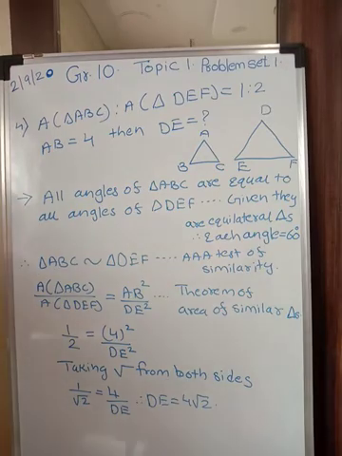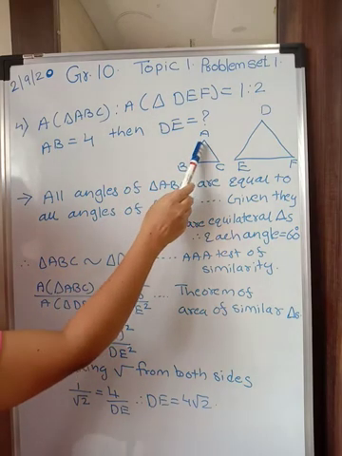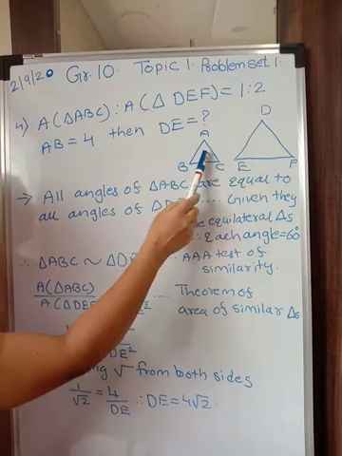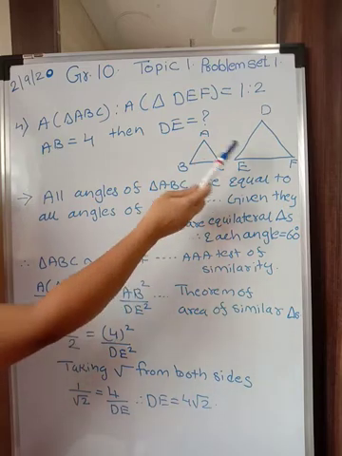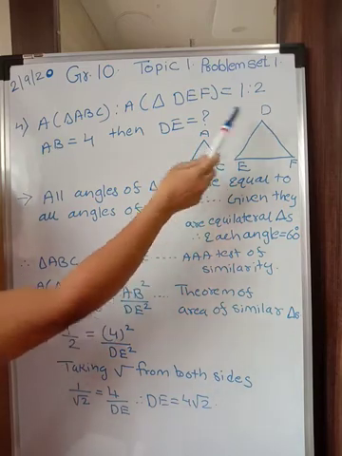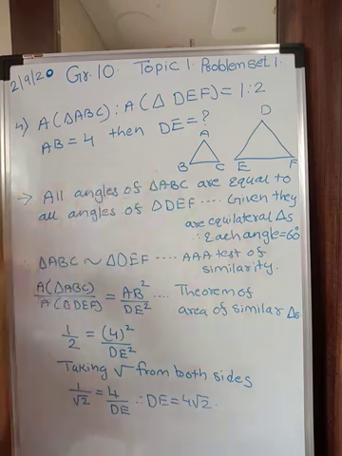Let's go to the fourth question. It's very easy. They have given that triangle ABC and triangle DEF are equilateral triangles. Students, equilateral triangle means all the angles of this triangle as well as all the angles of this triangle will be 60 degrees. So as all angles of one triangle are equal to all angles of the other triangle, both the triangles are similar by AAA test of similarity.